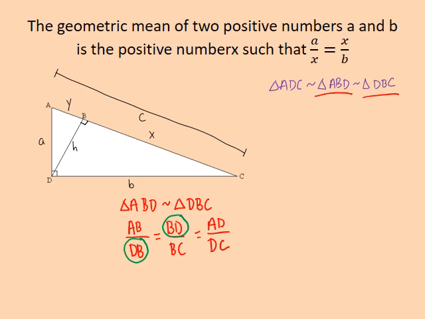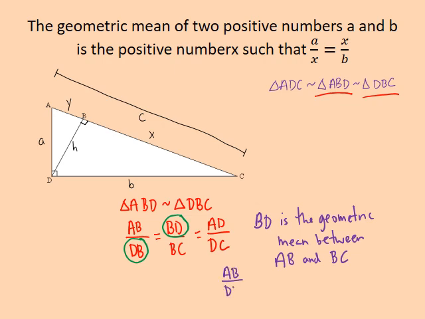So our geometric mean relationship is BD is the geometric mean between AB and BC. Because remember, if you look at the proportion, AB divided by DB equals BD over BC, and here's DB and BD, same thing, occurring twice.